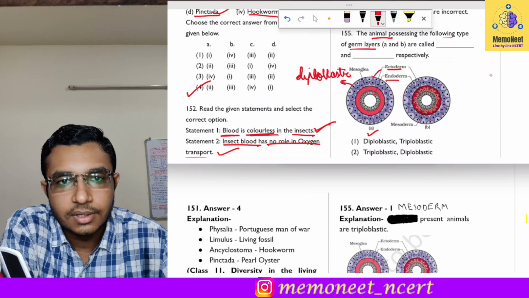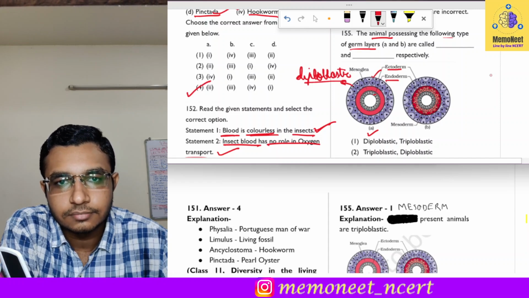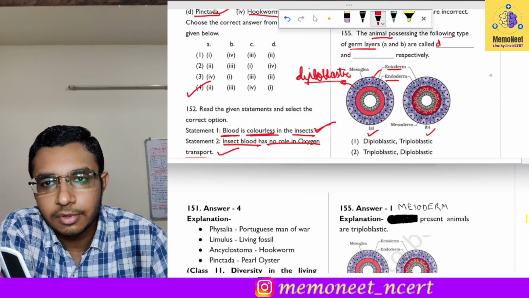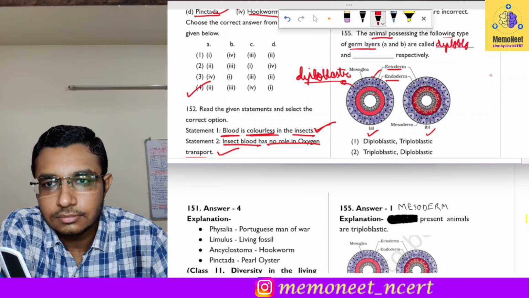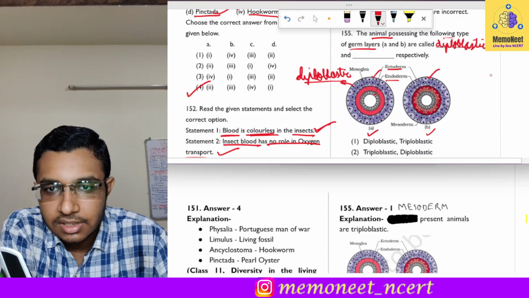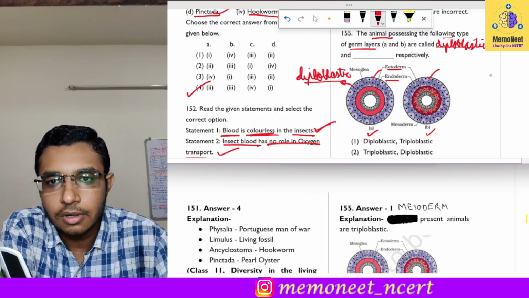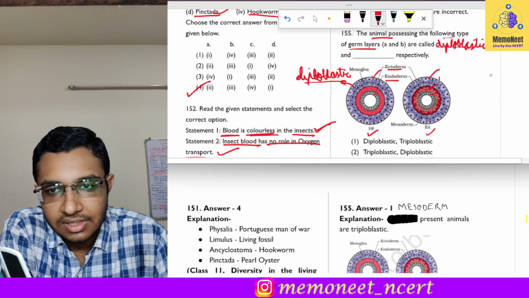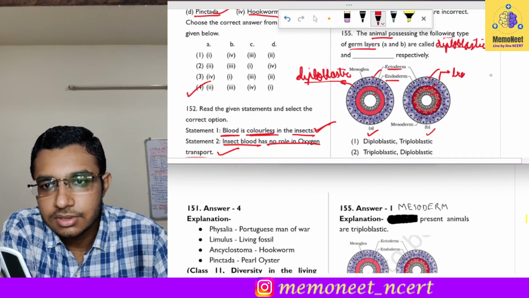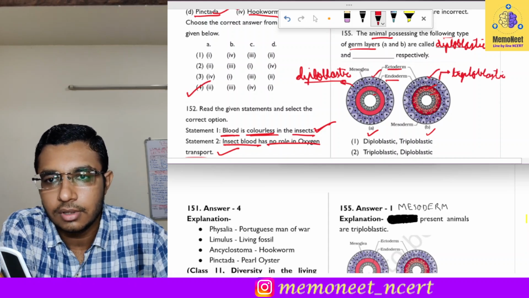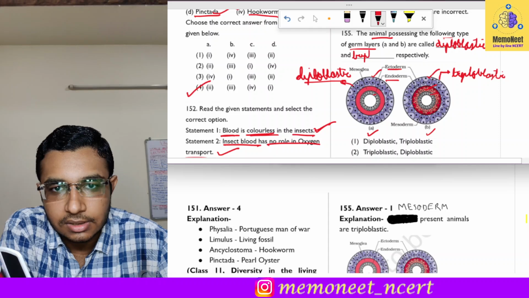Okay, so this is called a diploblastic animal. Then in diagram B, A will be diploblastic, and what is B? In B you can see the ectoderm, then the endoderm, and a well differentiated cellular mesoderm. So this type of animal is called a triploblastic animal. Okay, so B is triploblastic.